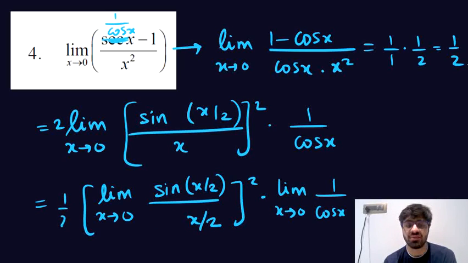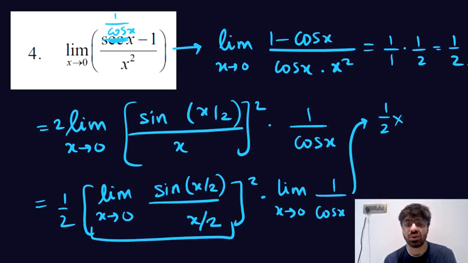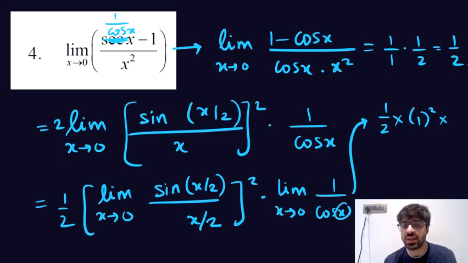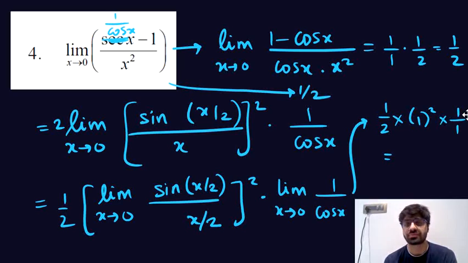We will bring a divided by 2 here and balance it with a 2 here. This 2 comes out, becomes a 4 right here. 2 by 4 becomes half, and finally the value is half multiplied by the value of this bracket, which is 1, and we have the square of it. So into 1 square into 1 upon cos 0, and cos 0 will be 1. So we have into 1 upon 1. So the final value for this expression becomes equal to half.